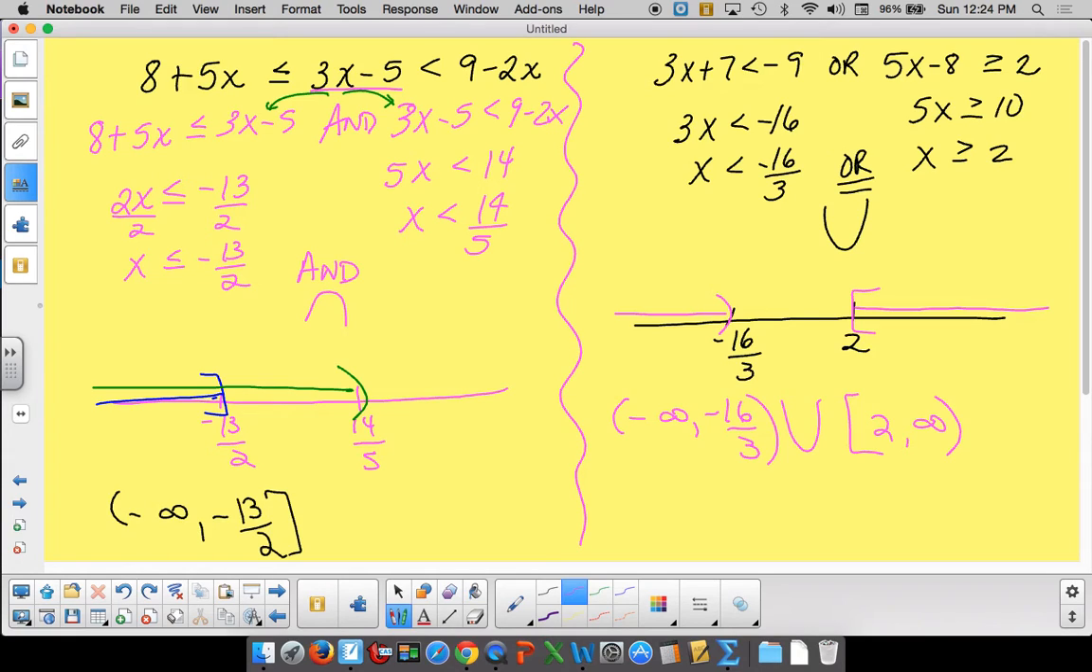You will never have a final answer that contains an intersection. Intersection problems, you have to have found the intersections. So you will not ever have intersections in a final answer, but unions will happen all the time.